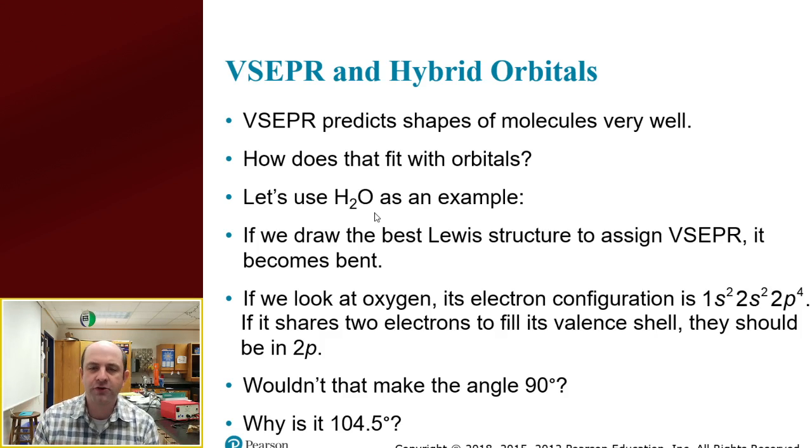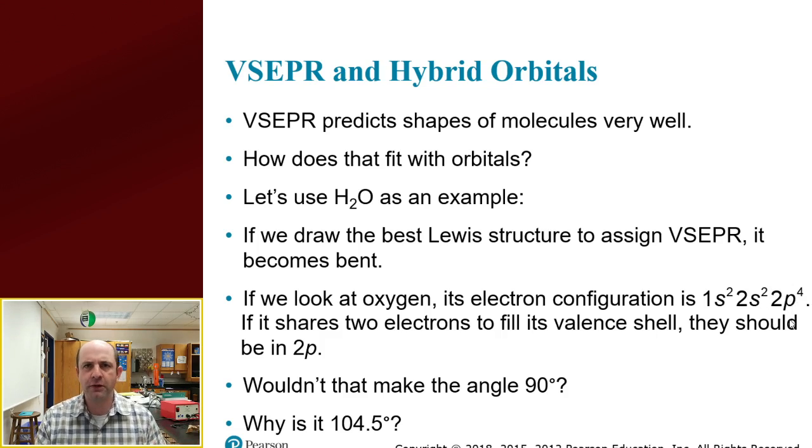So we're going to use water as an example here. If we draw it, it would say it's going to be bent. We did that in the last video. There's 4 things around the oxygen, so that's the tetrahedral shape, but only 2 of those things are bonds, so that's the bent shape. And so if we look at oxygen and its configuration, 1s2, 2s2, 2p4, it's going to want to use these empty 2p orbitals. There's 2 empty spots there to share some electrons.